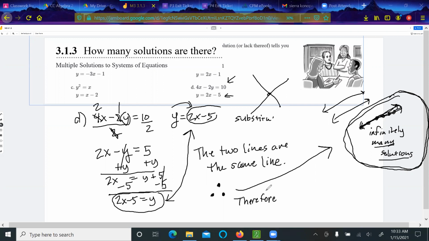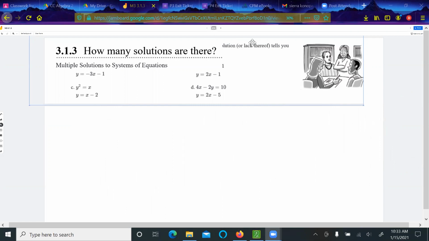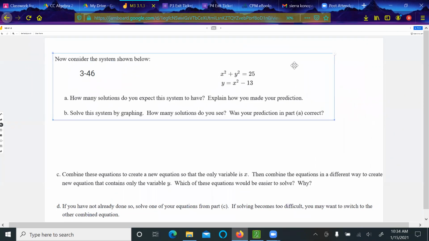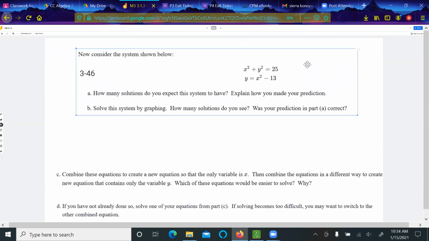All right, now I'm going to erase this, okay? Clear all drawings and go to the next slide. So the next problem, the last problem we're doing today is 46. Now consider this system. So let's ramp it up big time. Let's go ahead and square the x's and square the y's.